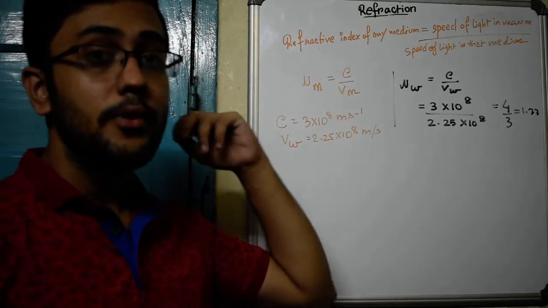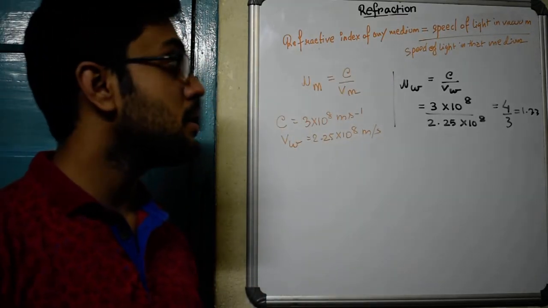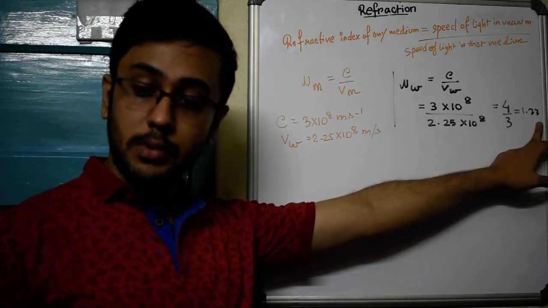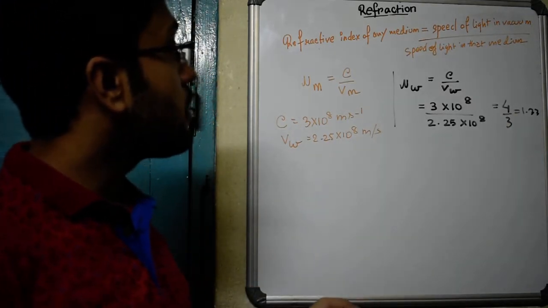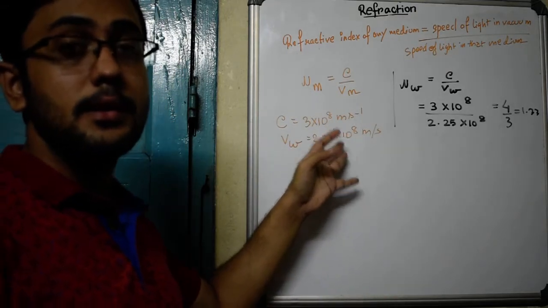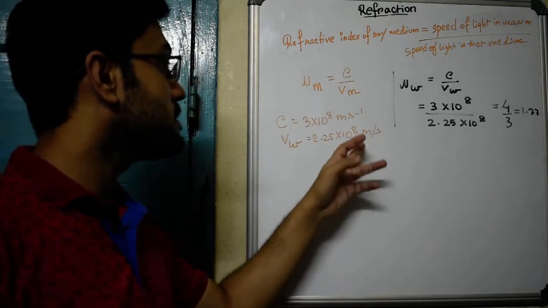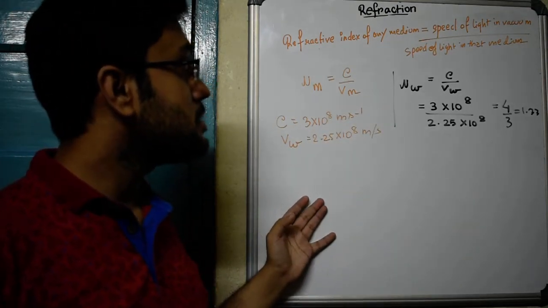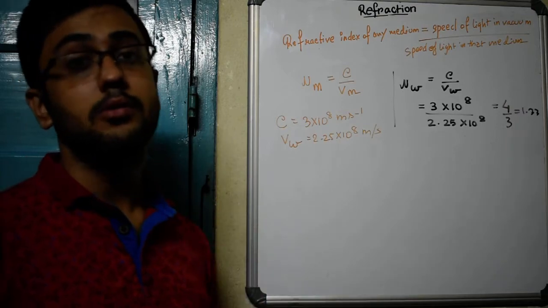Whenever we are finding out refractive index of any medium, it will have no unit. The reason is, in both numerator and denominator, what we have is the velocity of light, and thus it has got the same unit of meter per second. So the same units get cancelled, and therefore the resultant refractive index that we found out has got no unit.